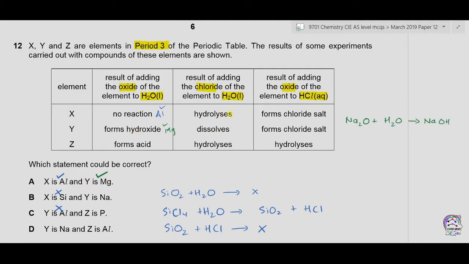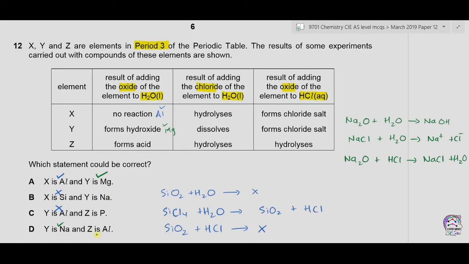Second is NaCl is soluble in water, as we know that NaCl is a common salt, so it is soluble in water to form sodium ions and chloride ions, so it is also true for the second one. Third is that the oxide of sodium will react with HCl to form chloride. So Na2O is basic in nature, it will react with acid to form salt along with water. So this is correct for sodium. So Y is sodium is correct.